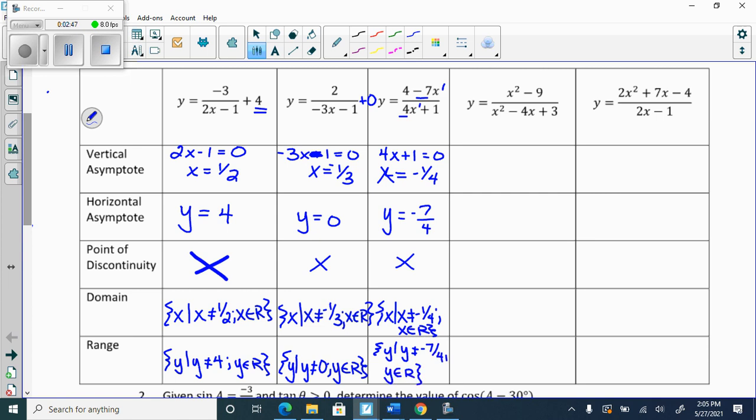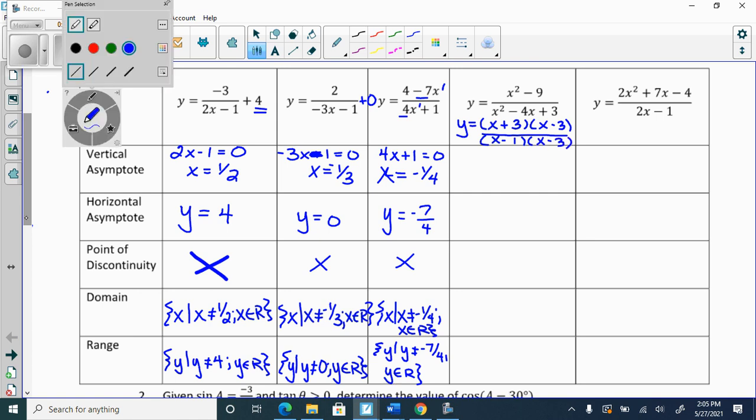The next one I have to factor first. So when I factor the top, I'm going to get (x plus 3)(x minus 3). When I factor the denominator, I'm going to get (x minus 1)(x minus 3). And then the x minus 3's cancel. So when they cancel, I immediately have a point of discontinuity at 3 and something.